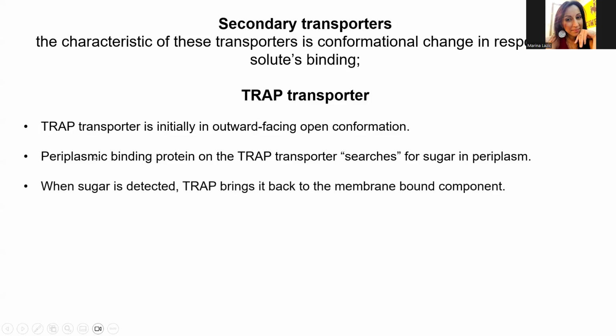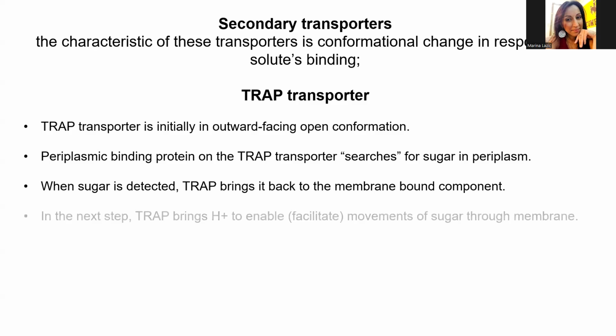Once it detects sugar, sugar is the first one that binds, and it brings it back to the membrane component. So it searches, screens, and brings it down where the transport will actually happen. Then, once the sugar is bound and brought up to the transporter, this is a signal for an H plus ion to come and facilitate movement of sugar through the membrane. So first you have sugar, then you have the H plus ion that facilitates it.